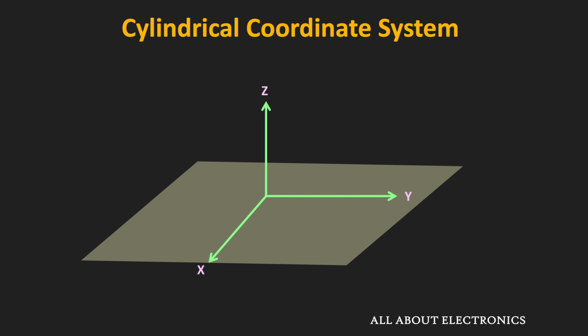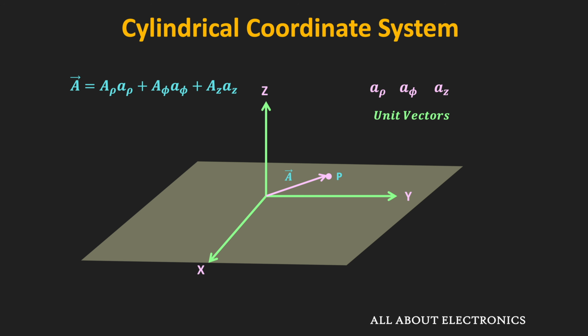Now let's say there is some point P in the 3D space. Starting from the origin, if we draw a vector connecting this point P, then that will be the position vector in the 3D space. In the cylindrical coordinate system, if we represent this vector A, then it can be represented like this, where a rho, a phi and a z represent the unit vectors in the cylindrical coordinate system. And unlike the Cartesian coordinate, these unit vectors won't always point in the same direction; rather, their direction depends on the position of the vector.